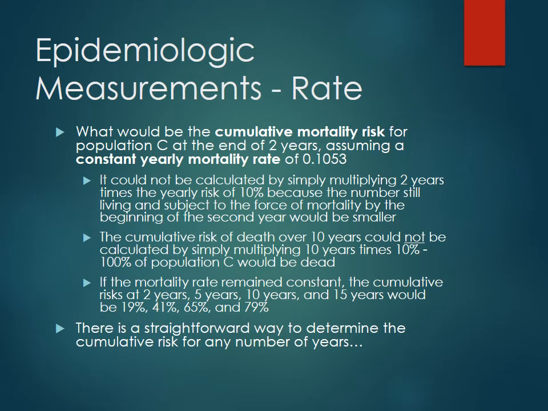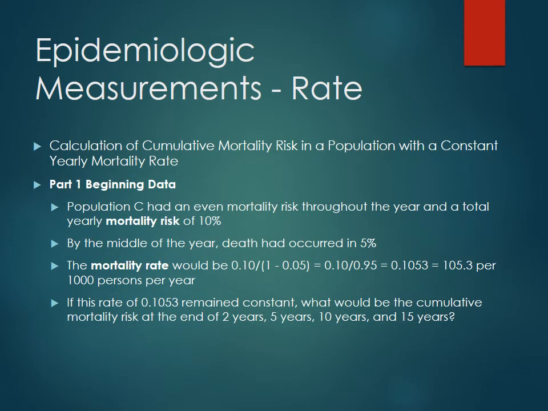It's always going to be 10% of whoever's left in that population each single year, right? So we know there are still people left at the end of 10 years. So there's going to be a straightforward way. You guys might not think it's straightforward, but I'll show you how. We're going to determine the cumulative risk based on the number of years. Essentially, we're going to calculate that cumulative mortality risk in the patient population with a constant yearly mortality rate. So first, you have to start with your beginning data.